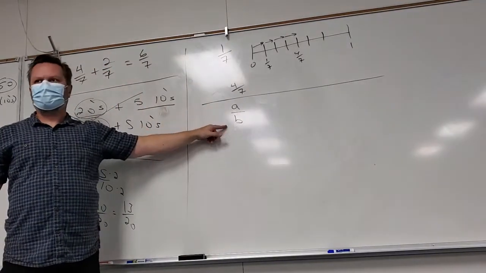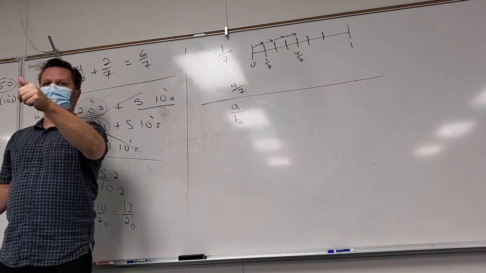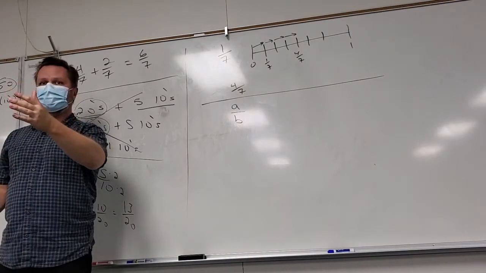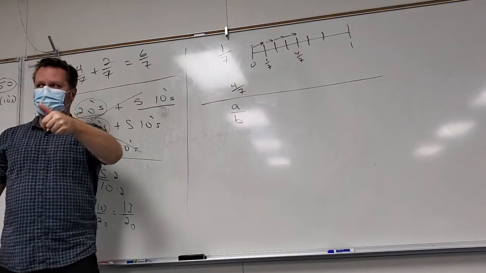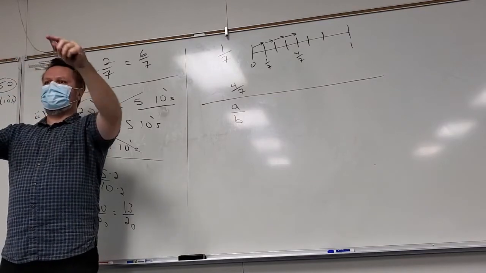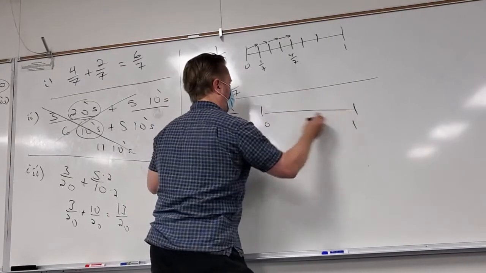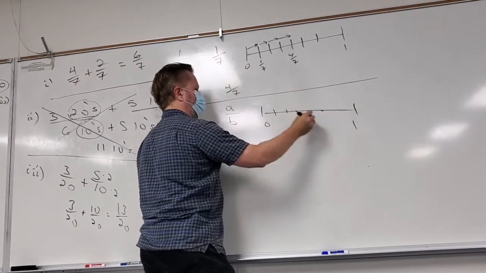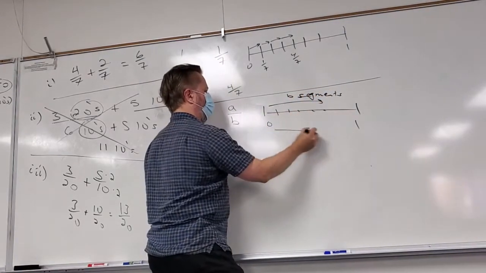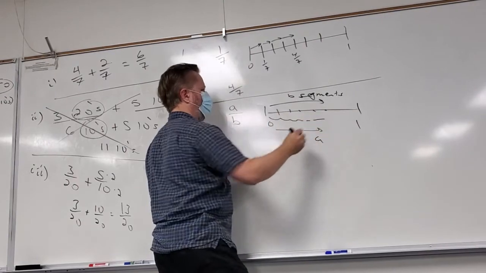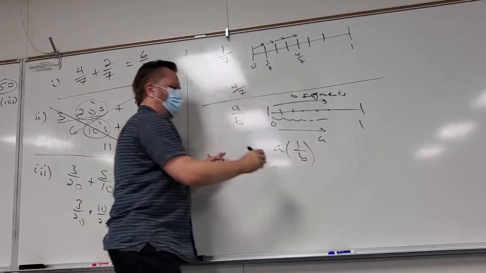So what does A over B mean? A steps of 1 over B, right? If I took A steps B big, that would be A times B, right? So if I divide 0 to 1 into B segments, A over B would be A of them. Do that A times. So it's like A steps of 1 over B.